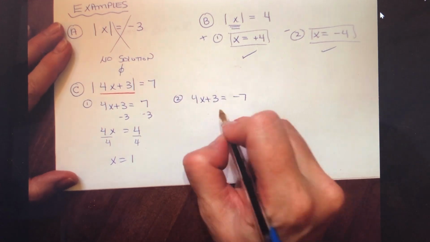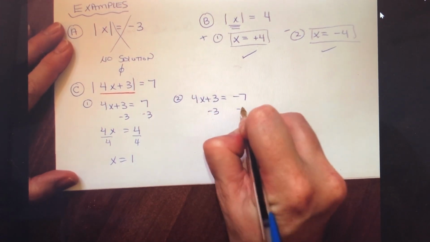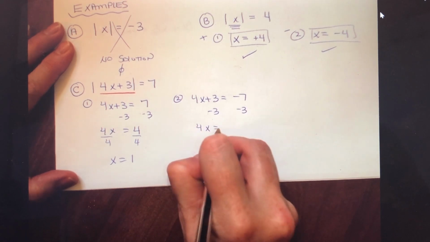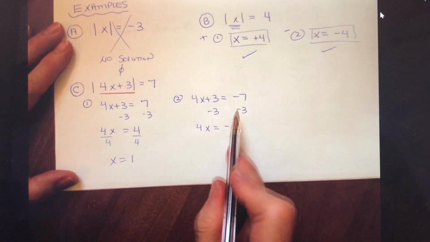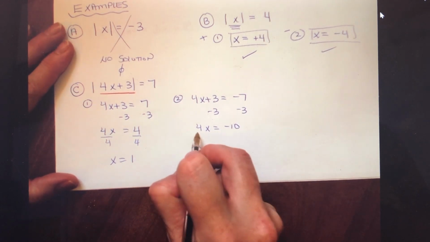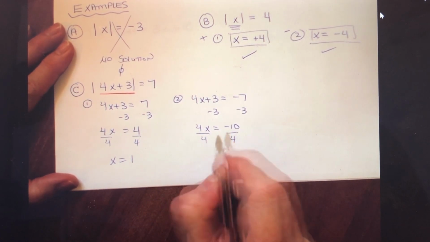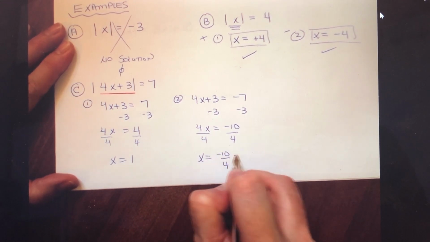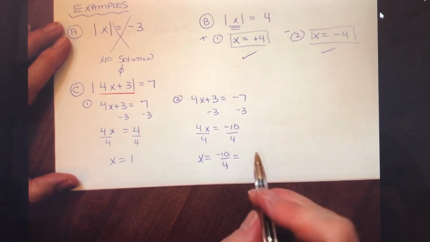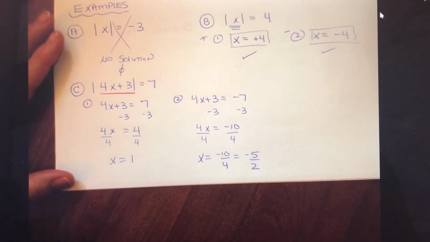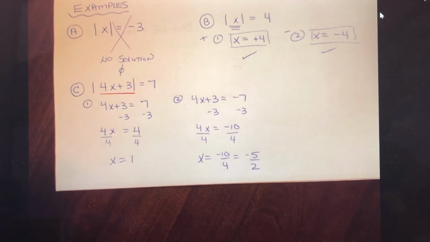To come to the second option, again, I'm subtracting 3 from both sides. That will give me 4x equals, that looks like a negative 10, negative 7 plus a negative 3. And then if I divide both sides by 4, I would get x equals negative 10 fourths, which I will reduce. If you ever have a fraction that reduces, that's considered best practice. So I get negative 5 halves. So these are the two options that I have for answers.